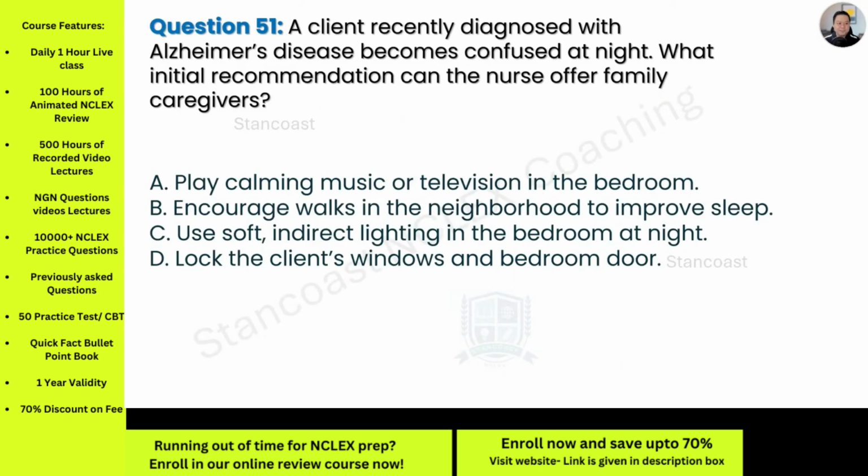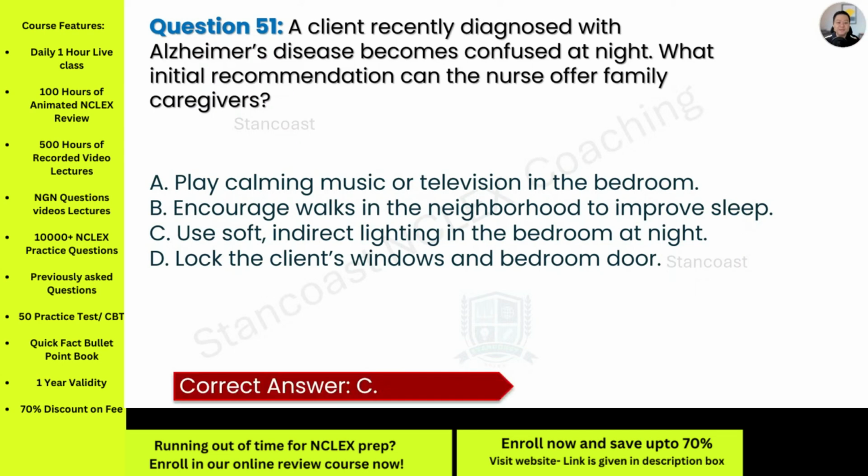A client recently diagnosed with Alzheimer's disease becomes confused at night. What initial recommendation can the nurse offer family caregivers? A. Play calming music or television in the bedroom. B. Encourage walks in the neighborhood to improve sleep. C. Use soft indirect lighting in the bedroom at night. And D. Lock the client's windows and bedroom door. The answer here should be letter C.